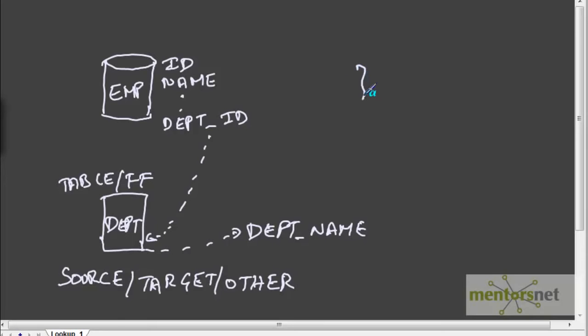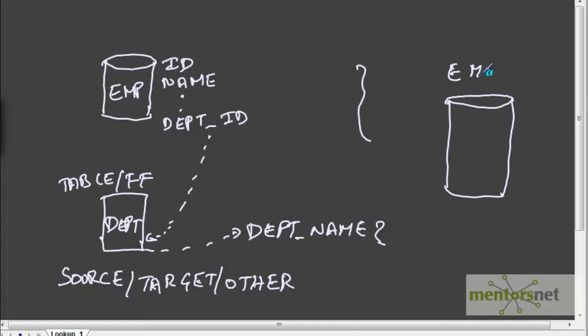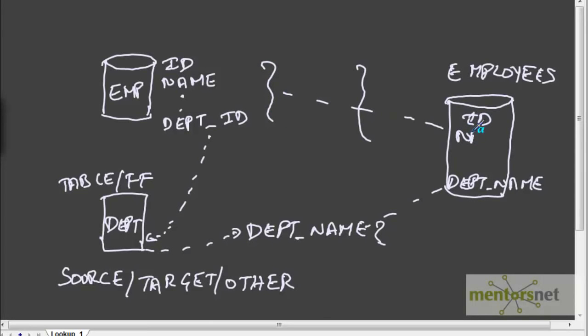So finally we will get all these from employee and this from a lookup, and then we will populate the target table, which is employees, and this will have department name as well from the lookup table, and all these fields will come from here. So let's see how to do that.